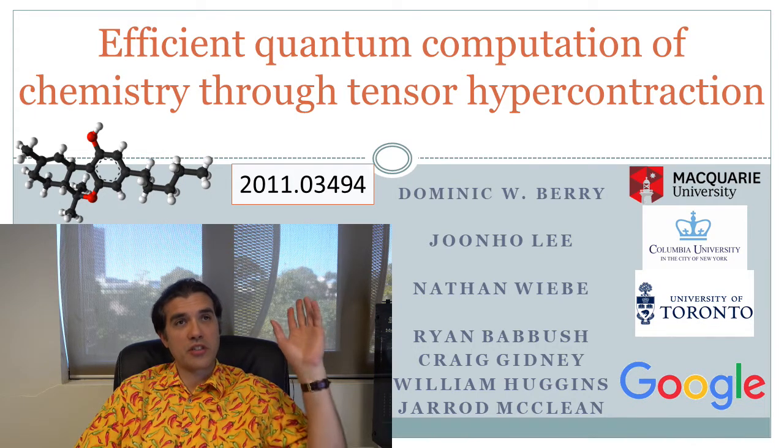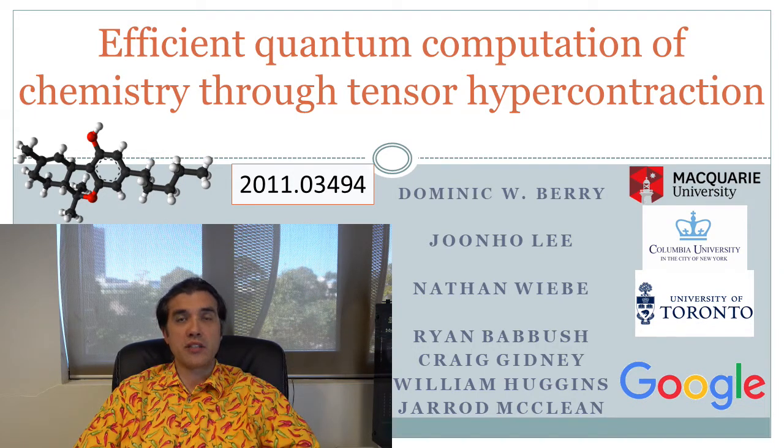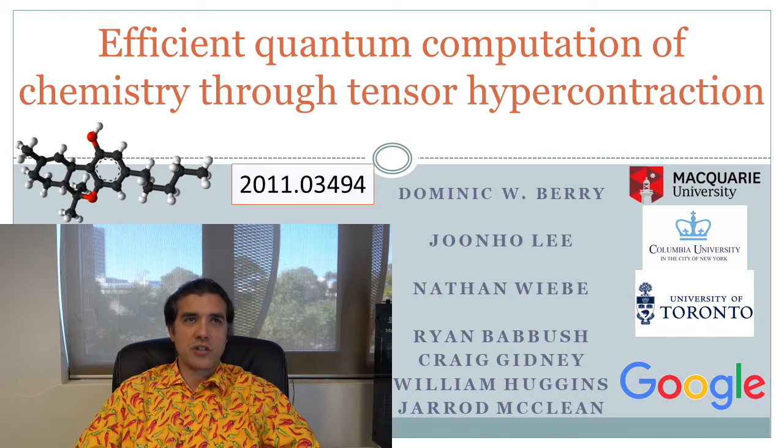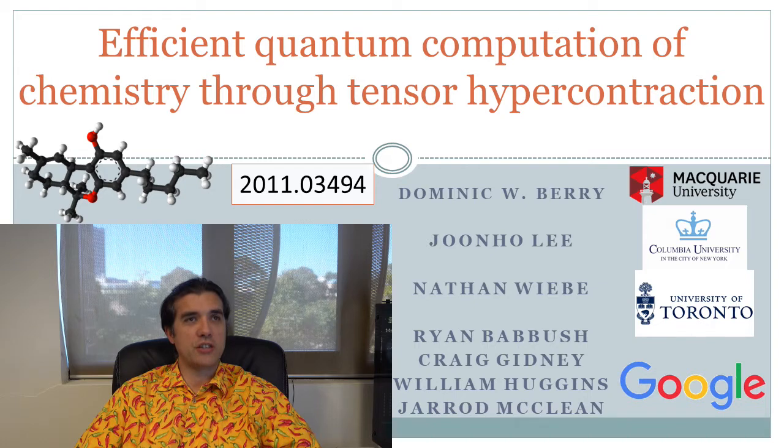The arXiv number is given here, and this work has just been accepted in PRX Quantum, so it should be appearing soon. The work is in collaboration with people at Google, particularly Ryan Babbush, who's a group leader there. Also, I'd like to thank Joonho Lee, who's an expert in tensor hypercontraction and did the numerics for that. There's also Nathan Wiebe, who was previously at University of Washington, but is now at Toronto.